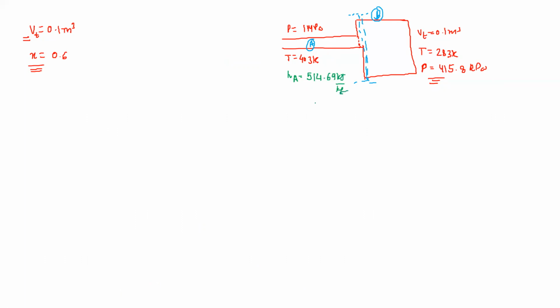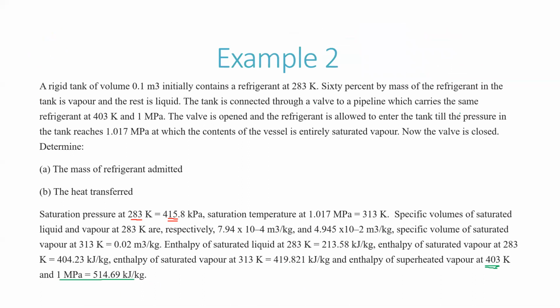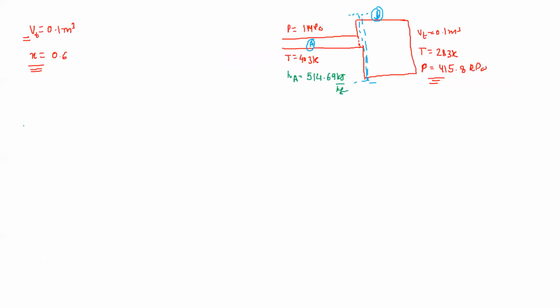Okay, now then we have specific volume of saturated liquid and vapor at 283 Kelvin, which is 7.94 into 10 to the power minus 4 for liquid, and for vapor we have 4.945 into 10 to the power minus 2 meter cube per kg. So we have specific volume of vapor and liquid. So therefore, can we calculate the specific volume of the gas in system number B? Yes, we can definitely calculate specific volume.